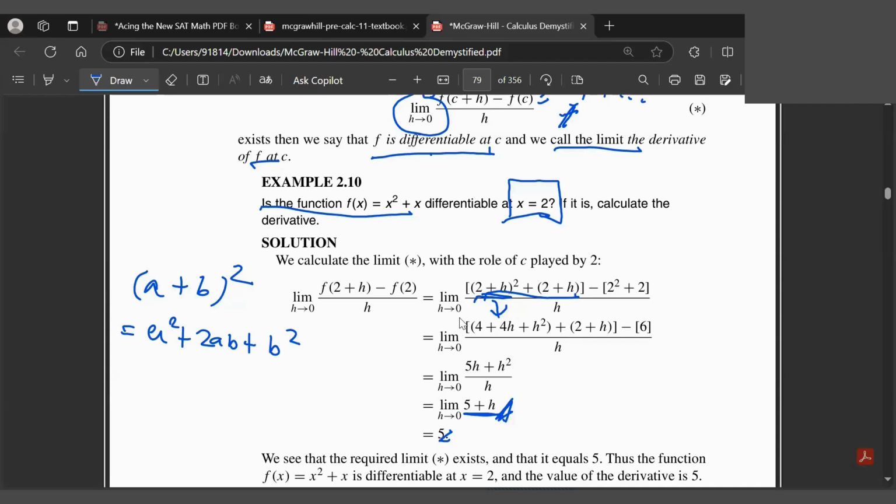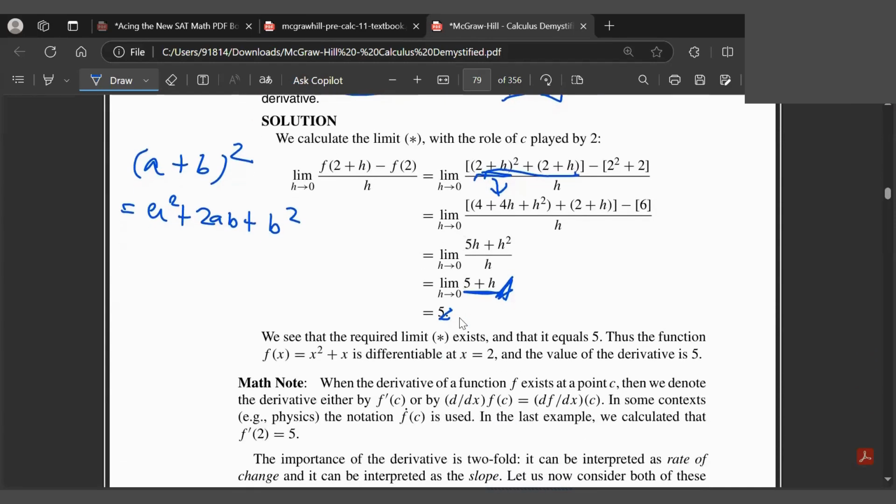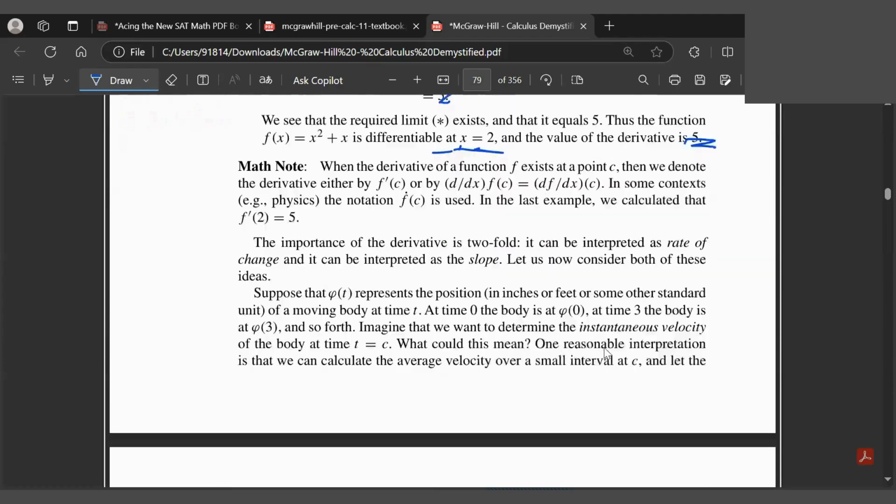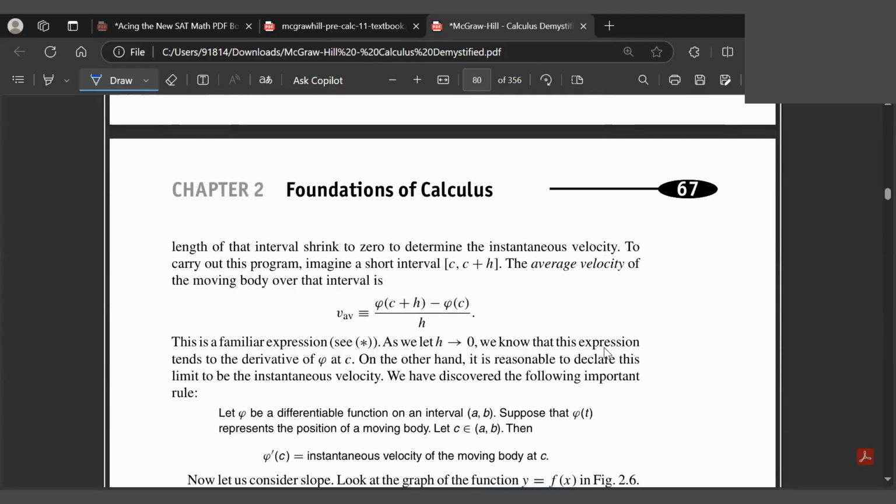Is 5 a perfect number we can get? Yes, it is a valid number, right? So we can say that it is differentiable. And the function is differentiable at a particular point, x equals 2, and the value of the derivative will be 5. We got that. So that is the first one.